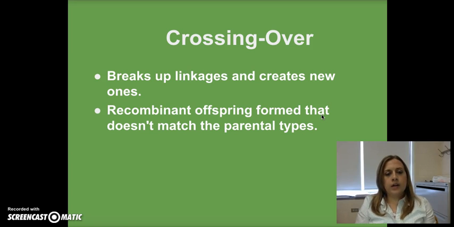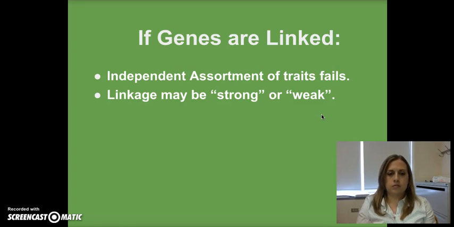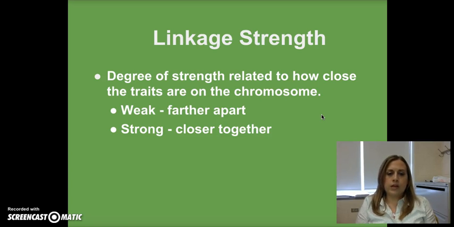So crossing over again breaks up these linkages and it creates new ones. And recombinant offspring formed, they don't match the parental types. So if genes are linked, then independent assortment of traits fails, meaning that you are going to have some traits that are inherited together, and linkage can be considered strong or weak, and that depends on how close the genes are located to each other on the chromosome.